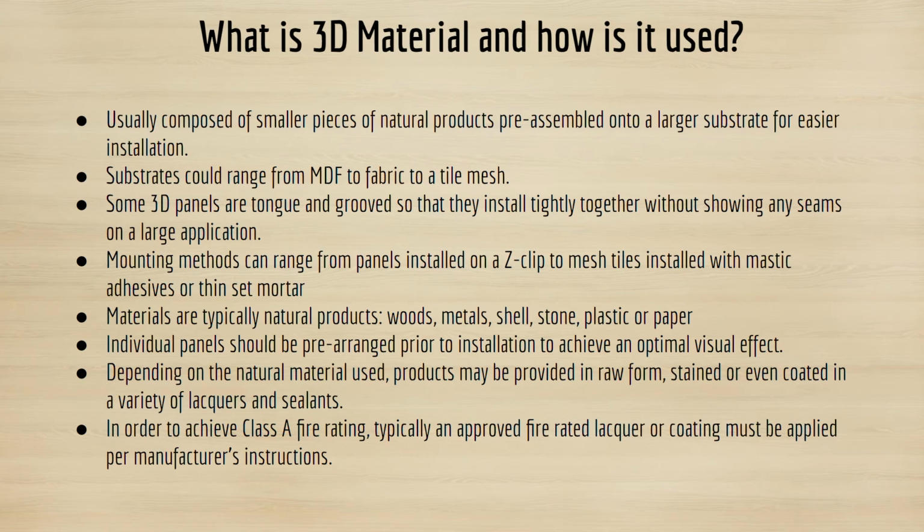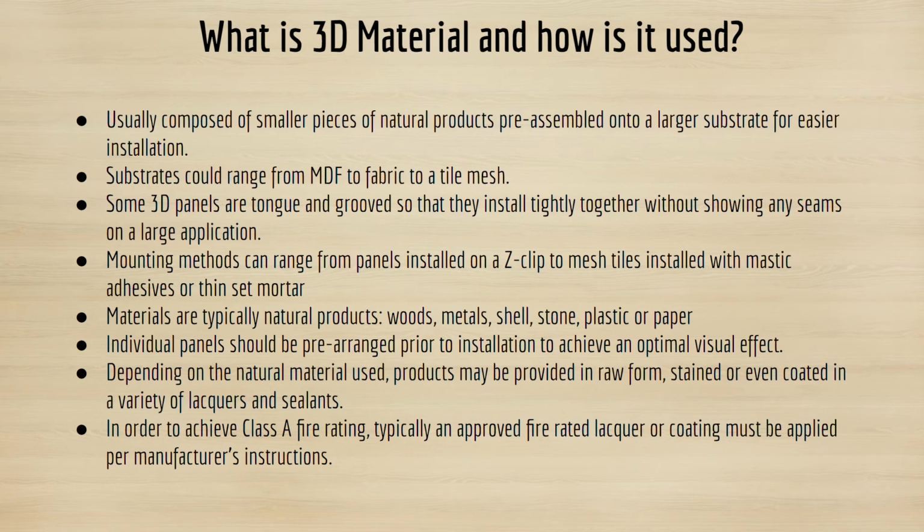Materials are typically natural products, woods, metals, etc., and cannot guarantee consistency from panel to panel or a perfect match at the edge of the panels where they meet when installed. Individual panels should be pre-arranged prior to installation to achieve an optimal visual effect.